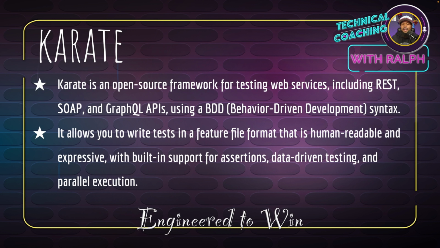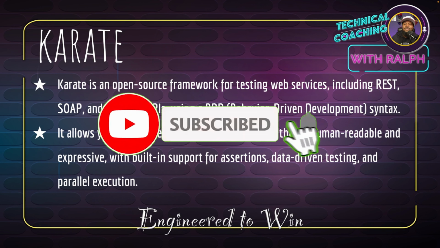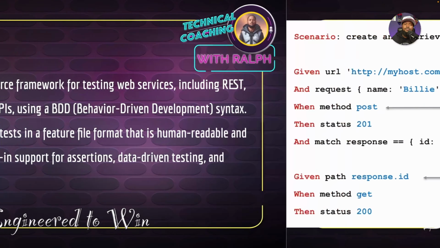So there's also Karate, which I used a little bit almost 8 years ago. Karate is an open source framework for testing web services, including REST, SOAP, and GraphQL APIs, using a BDD, a behavior-driven development syntax. And I do want to get into BDD on this channel and how you can use it for testing. Karate allows you to write tests in a feature file format that is human readable and expressive, with built-in support for assertions, data-driven testing, and parallel execution. Parallel execution, super, super important.